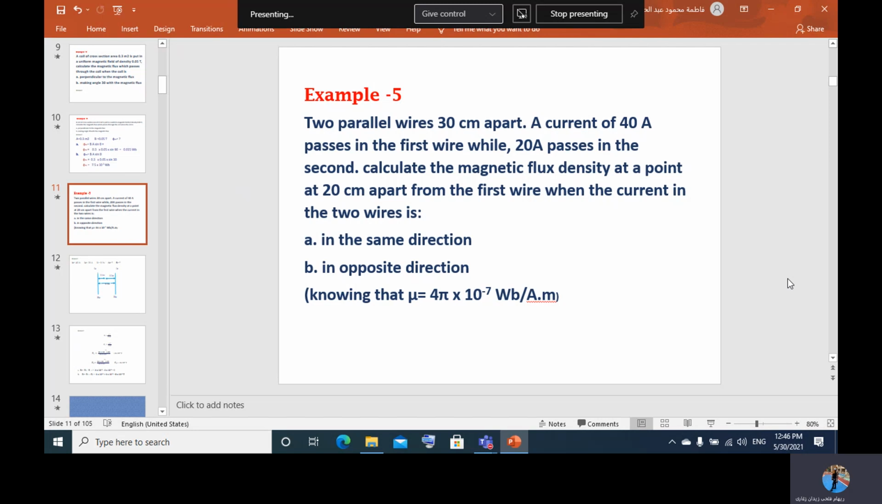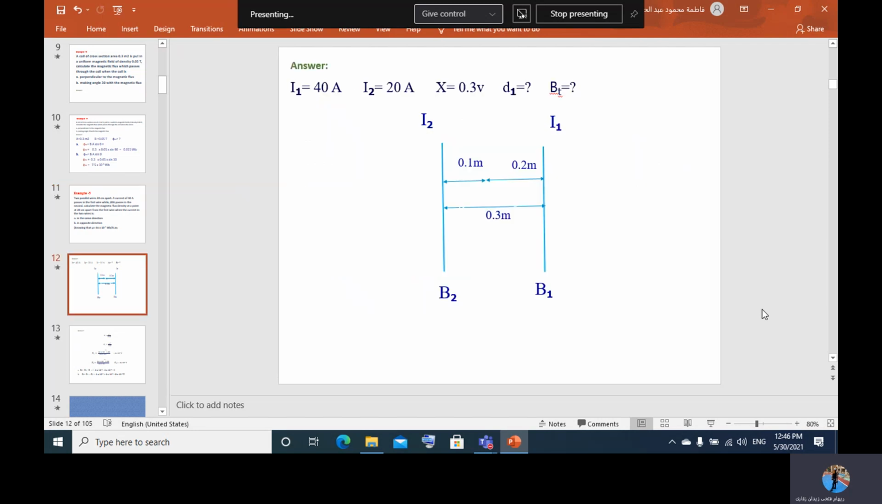All right, so what does he want? He wants us to calculate the magnetic flux density at a point, and this point is 20 centimeters apart from the first wire. If I look at it without drawing the diagram, I will not comprehend what's going on. So I advise you, if you have a question like this, to draw a diagram for your brain to think about it.